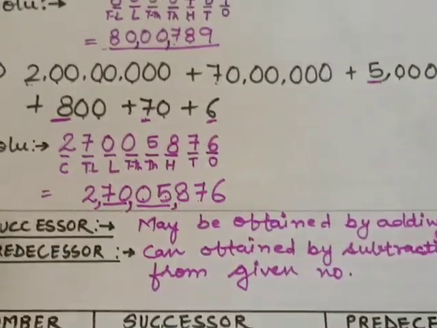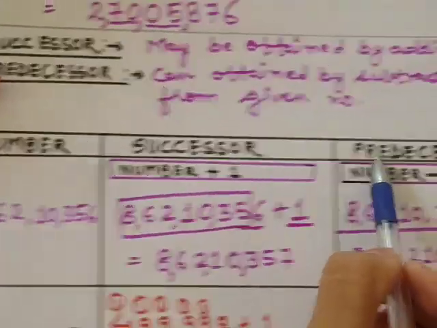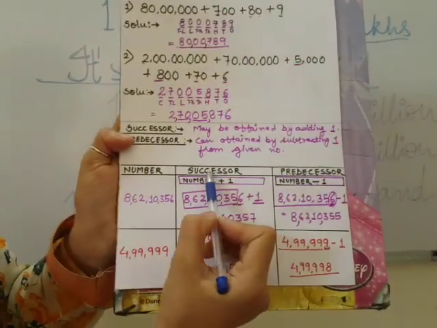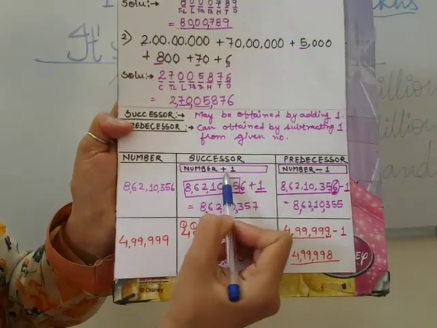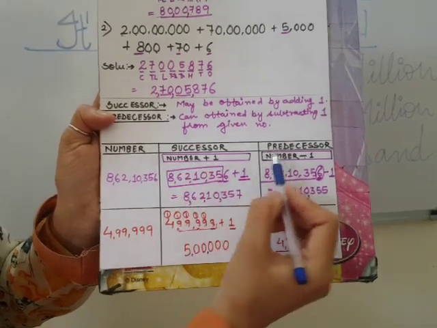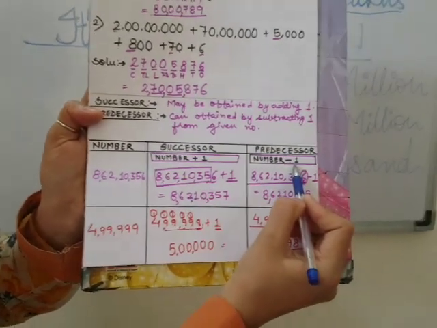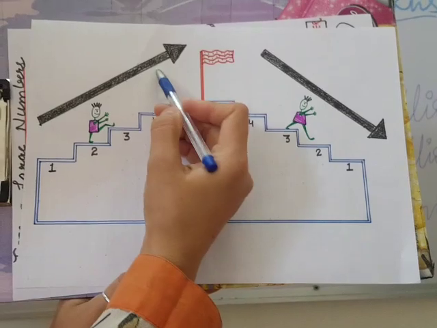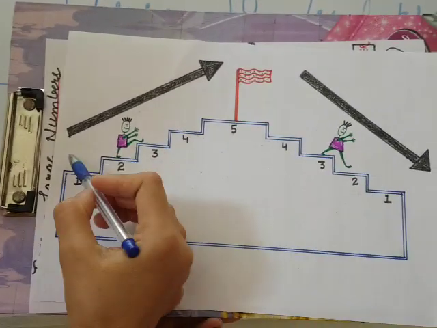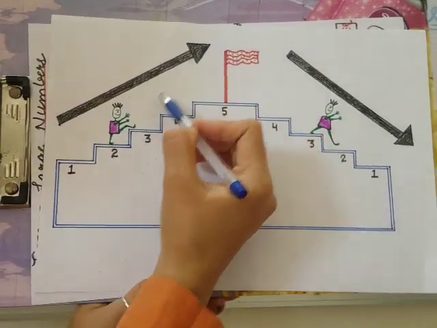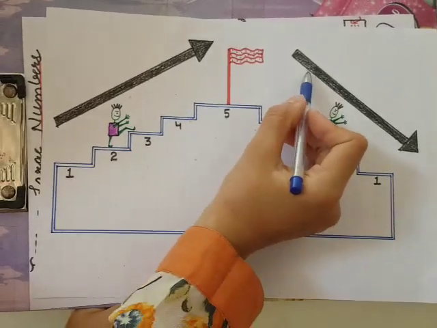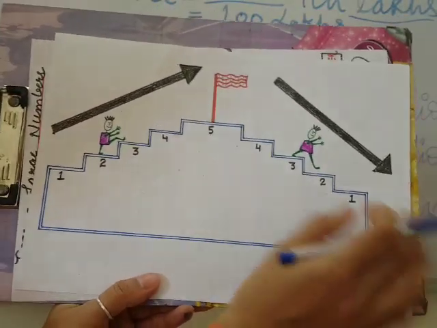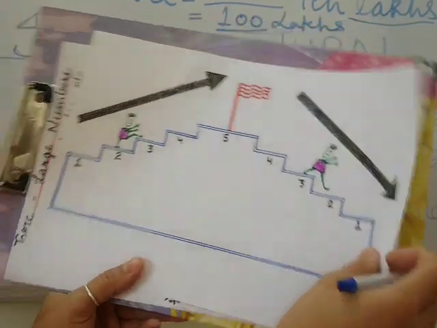One more thing is the successor and predecessor of a number. For the successor we add 1 to the number, and for the predecessor we subtract 1 from the number. Children, next is ascending and descending order. Whenever we are moving in an upward direction, it will be ascending order, and when we are moving in a downward direction, it will be descending order.